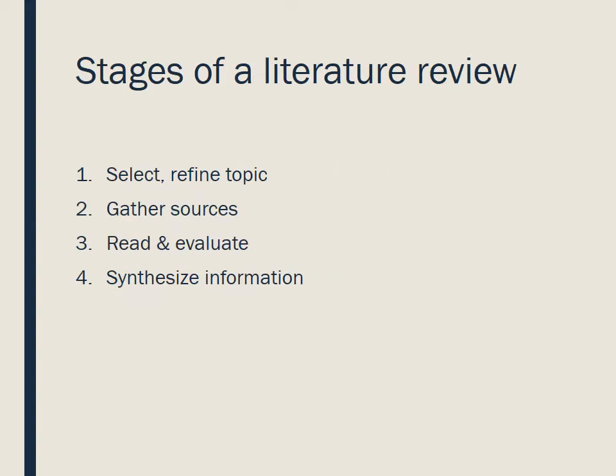Looking at the multiple stages of a literature review, an annotated bibliography comprises the first 3 steps. So it will take you from selecting and refining your topic, or perhaps that's been assigned to you, through gathering your sources, reading them, and evaluating them. The final step, synthesizing information, is what's done in a literature review publication that's known as a narrative review. So that would be synthesizing and connecting all the readings into one narrative essay, whereas with an annotated bibliography, each entry is separate.